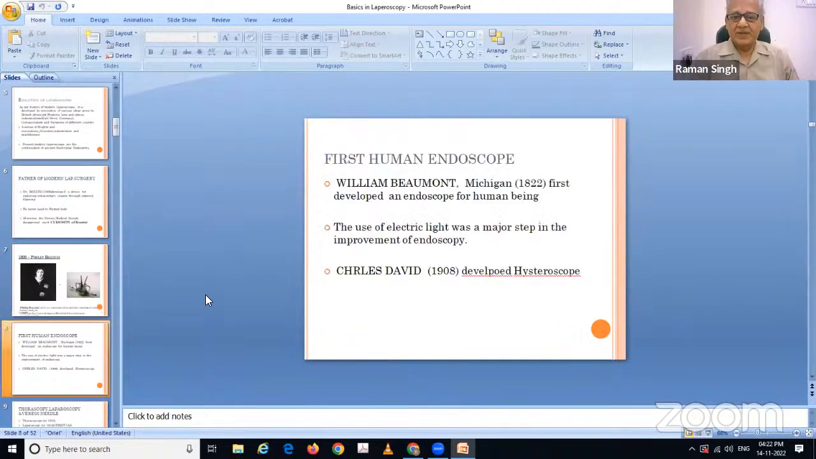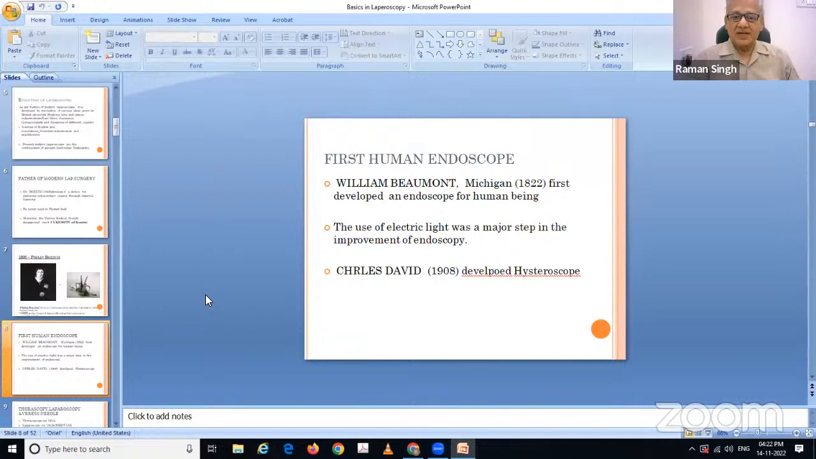After Bozzini, the first human endoscope was made by William Leumet from Michigan in 1922. He developed an endoscope and used it in human beings.